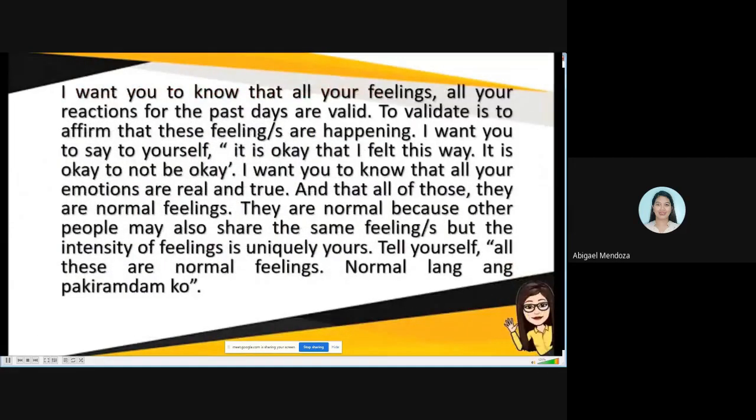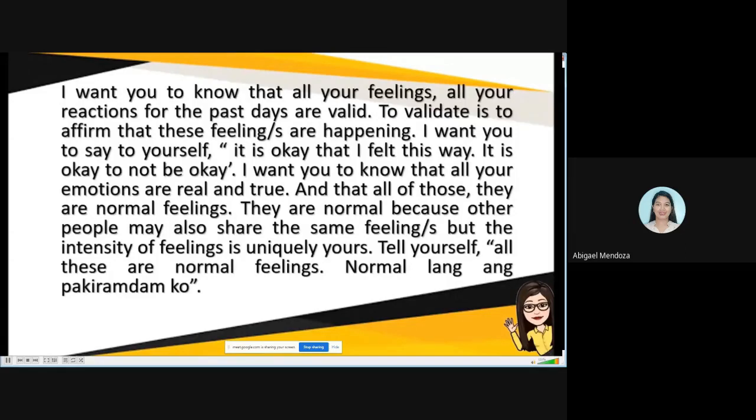I want you to know that all your feelings, all your reactions for the past days are valid. To validate is to affirm that these feelings are happening. I want you to say to yourself, it is okay that I felt this way. It is okay to not be okay. I want you to know that all your emotions are real and true.